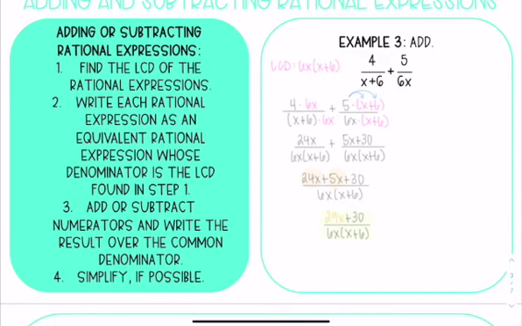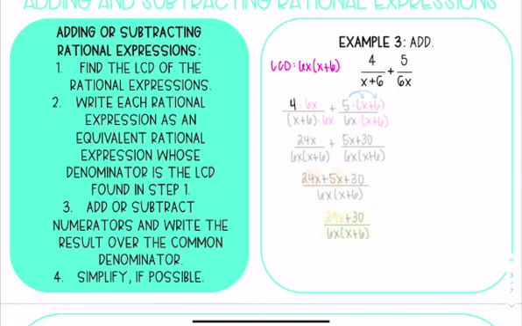First thing we need to do is have a common denominator, so we need to find the LCD. Well, both of these are as factored as they get, so we need to use both of them in the LCD. So my LCD is going to be 6x times x plus 6. And that's what both of my denominators need to look like.